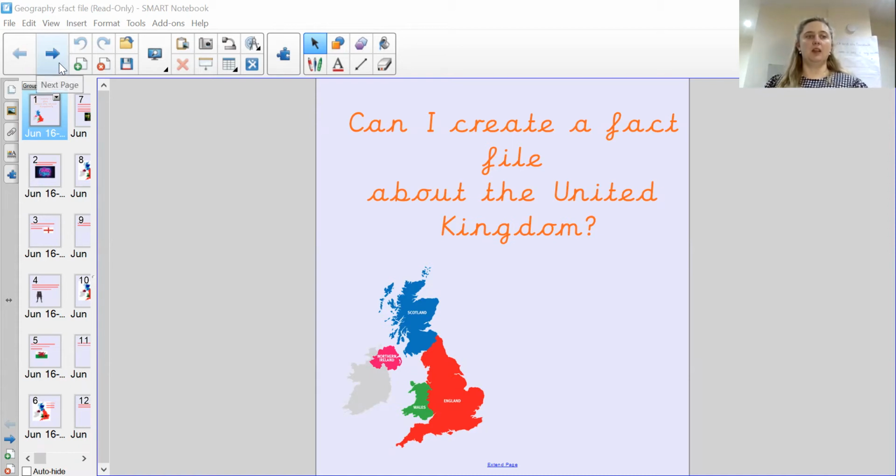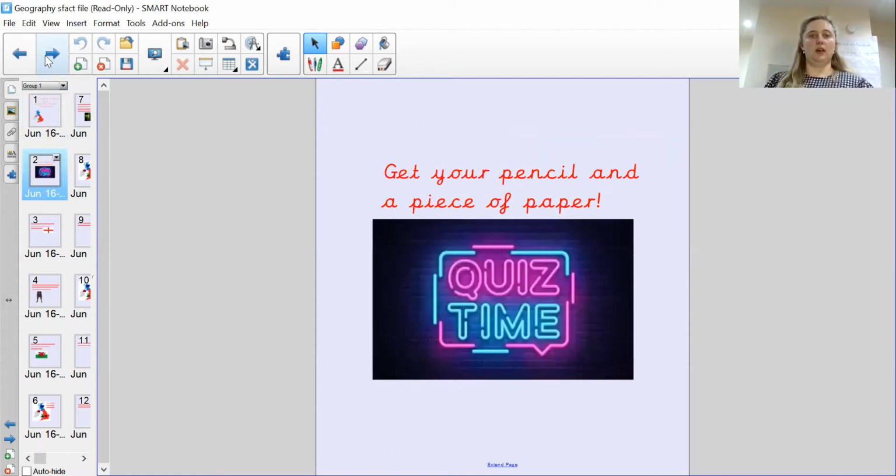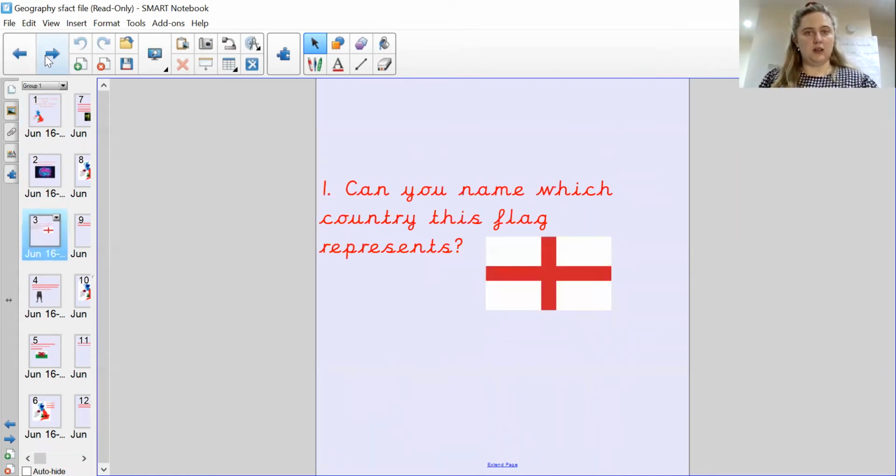So, here we go. Make sure your piece of paper and pencil's ready. Pause me if not. The first question, can you name which country this flag represents? Can you name which country this flag represents?